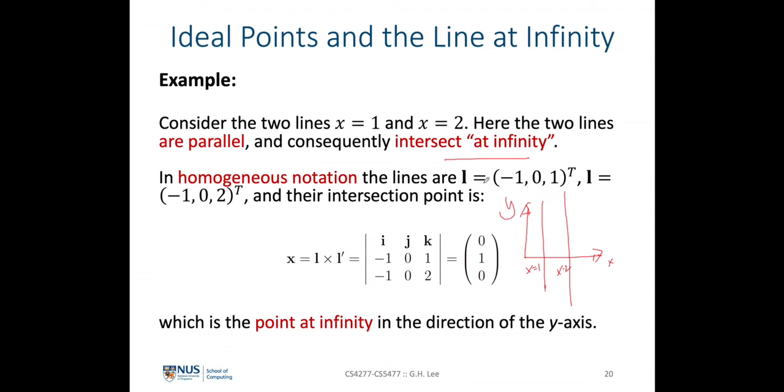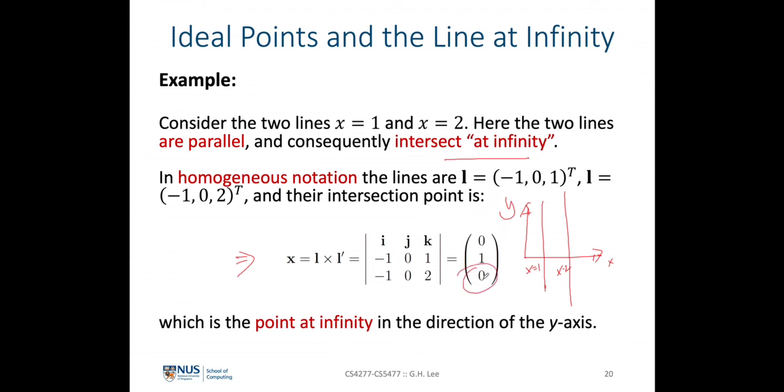But in homogeneous form, we have already seen the derivation that this can be done in an elegant way. The two lines can be represented as L equals (-1, 0, 1) as well as (-1, 0, 2), which represent these two lines, and their intersection point can be given by the cross product of these two lines, which simply ends up to be (0, 1, 0).